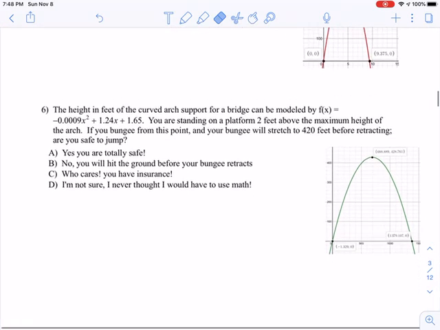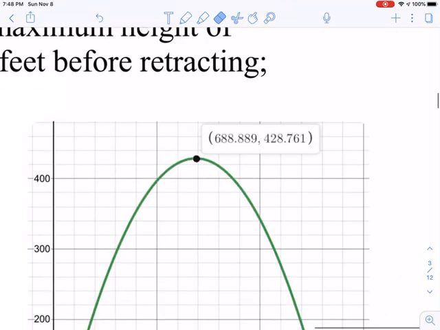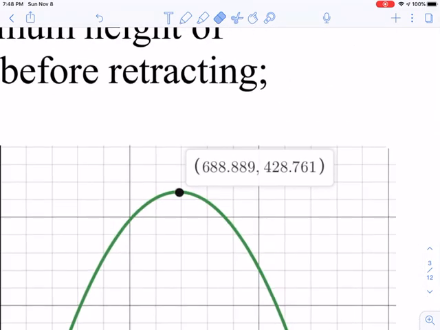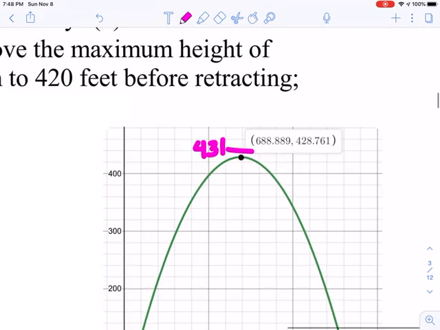Bummer. Number 6, the height in feet of the curved arch support for a bridge can be modeled by this function. You're standing on a platform 2 feet above the maximum height of the arch. If you bungee from this point and your bungee will stretch 420 feet before retracting, are you safe? So you're going to stand 2 feet above the maximum height. Well, the maximum height is about 429. So you're standing at about 431.